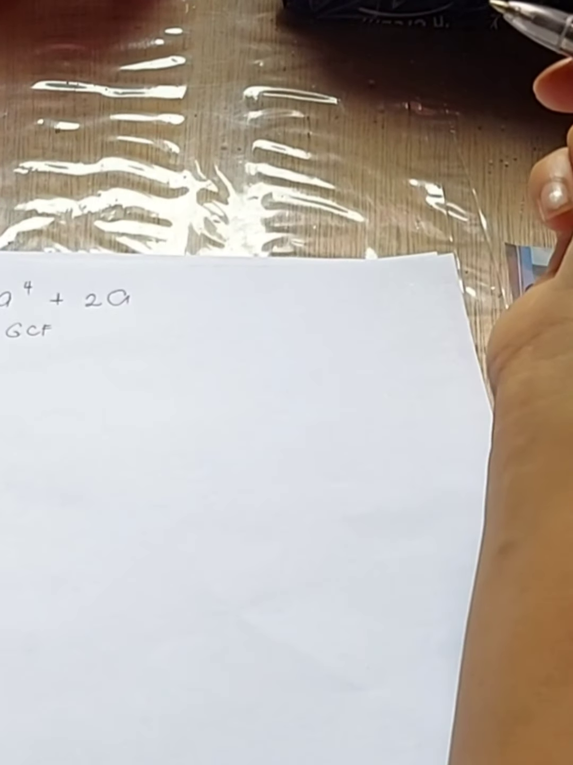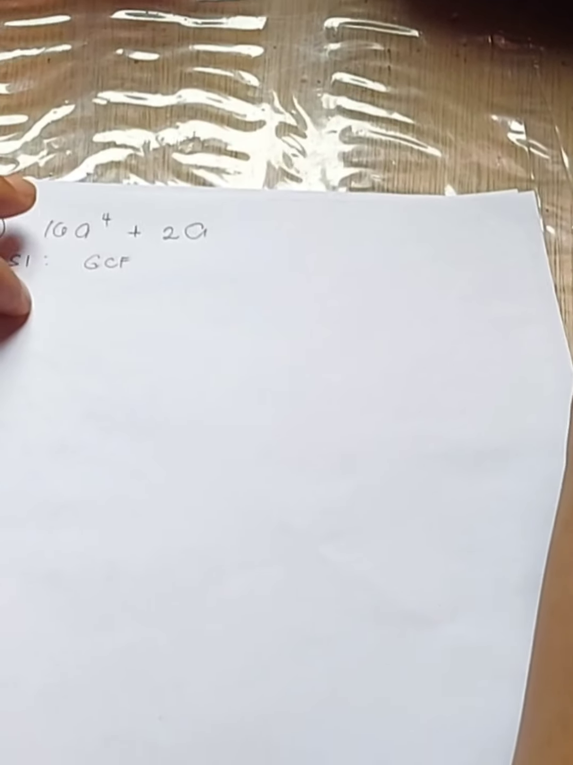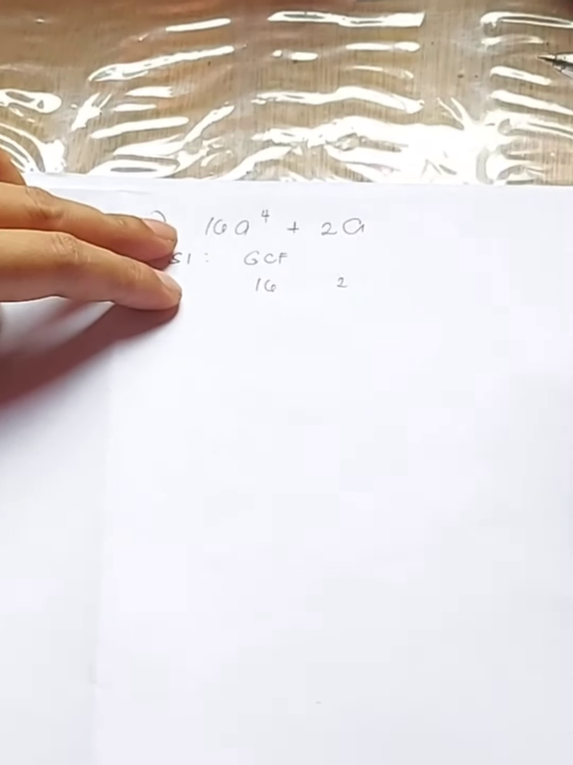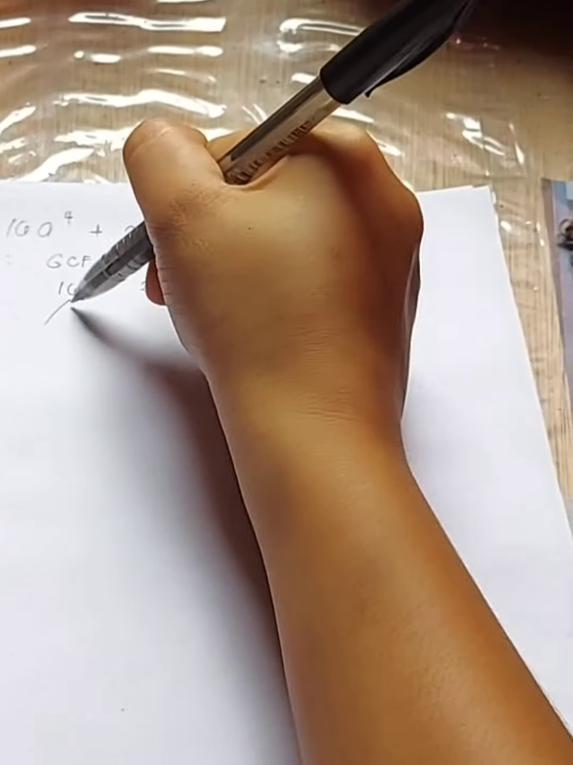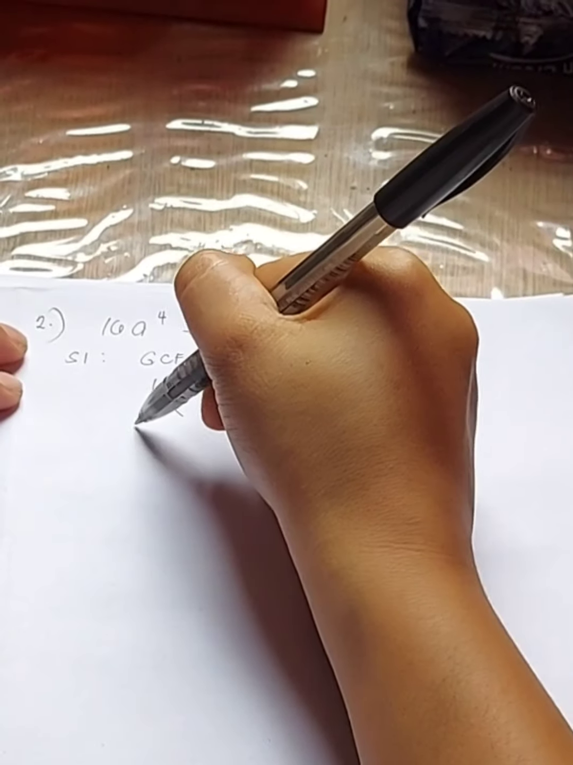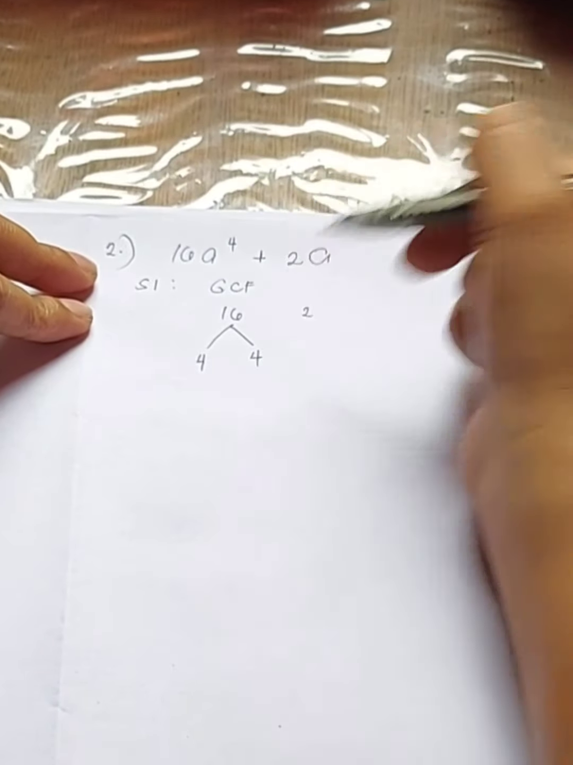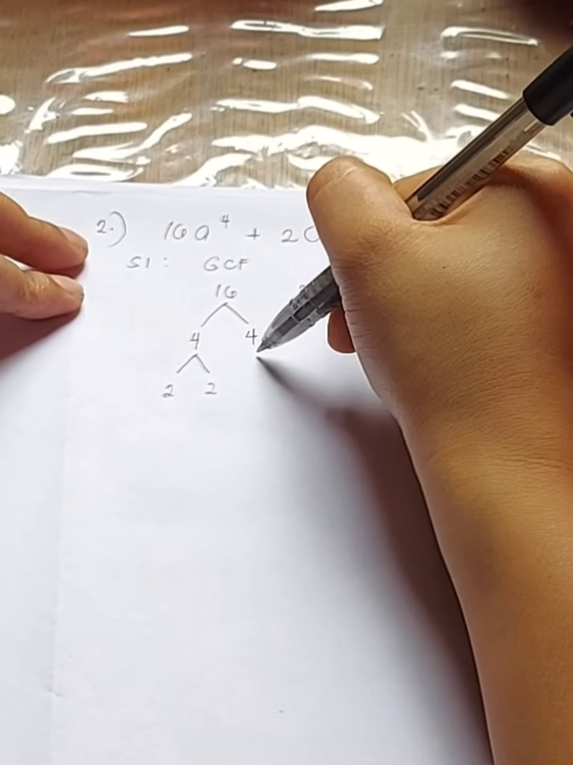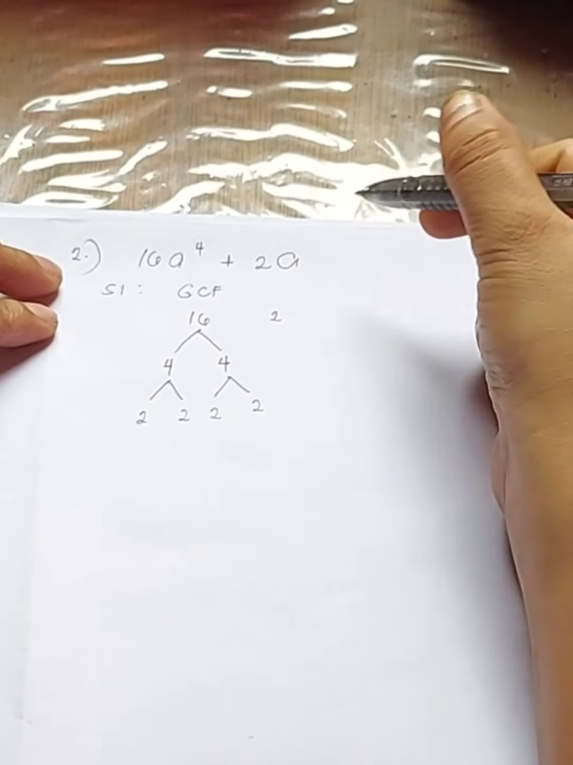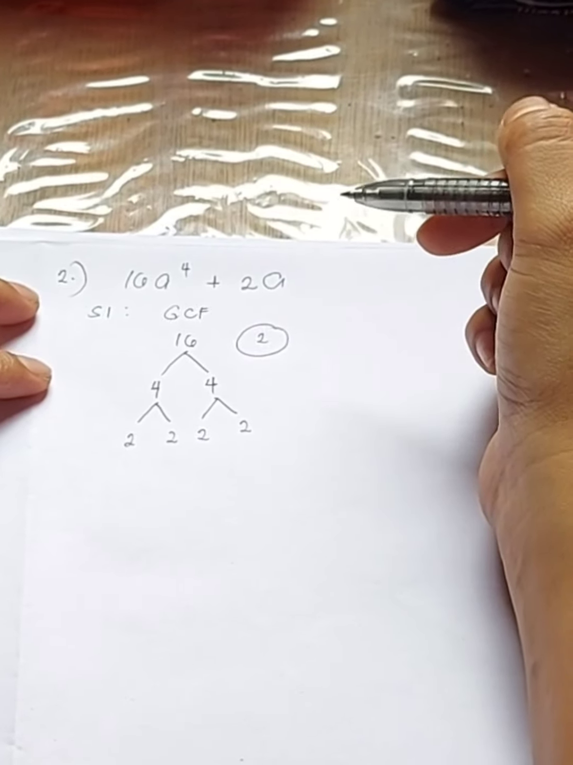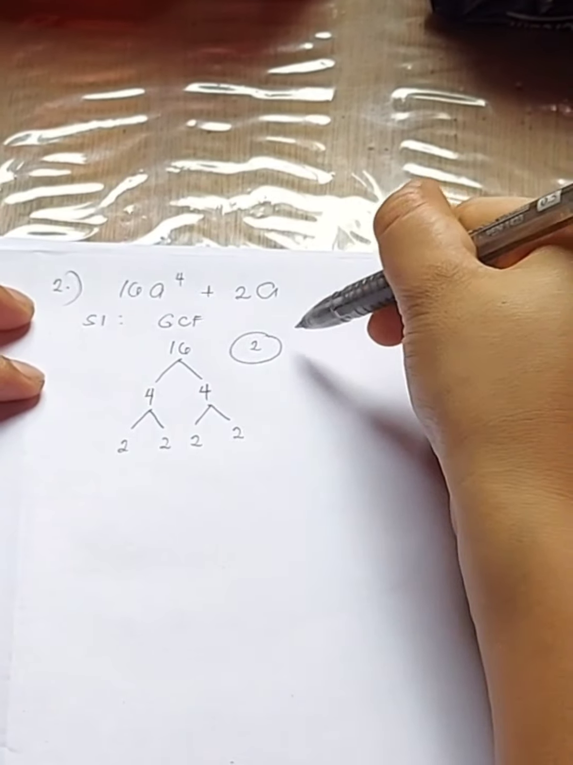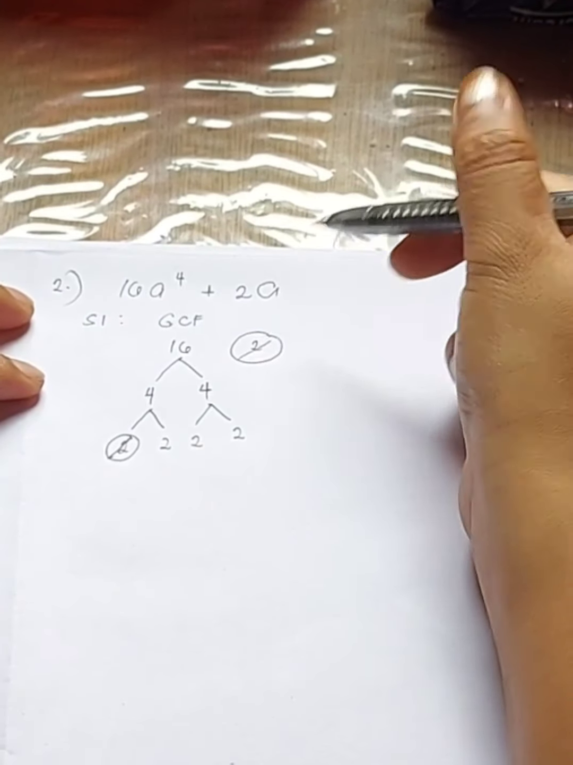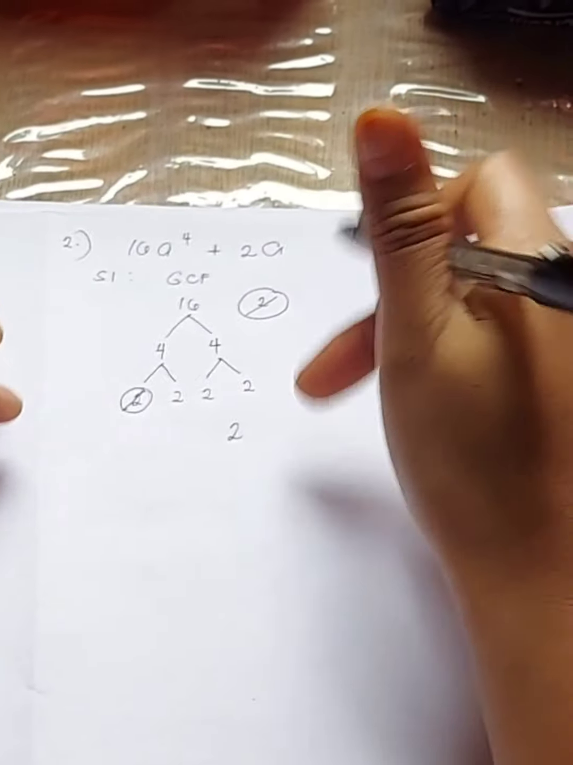In order to find the GCF, factor first the numerical coefficient. So the numerical coefficients are 16 and 2. Using the prime factorization, 16 can be factored as 4 times 4. Then 4 is still factorable. That would be 2 times 2. Then 4, 2 times 2. And 2 is already a prime number. So the common factor of 16 and 2 is 2. So you write it down.